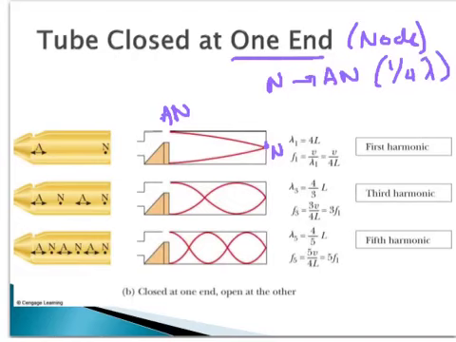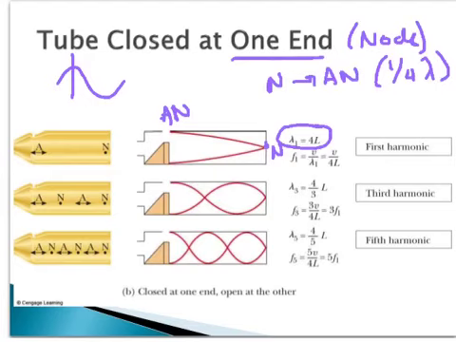So here, the first harmonic occurs with a tube closed at one end. The first harmonic occurs when the wavelength is equal to 4 times the length. If you think here, one wavelength is like this, we're really getting only part of that wave. We're only getting a quarter of it. So the entire wavelength would be 4 times that length.